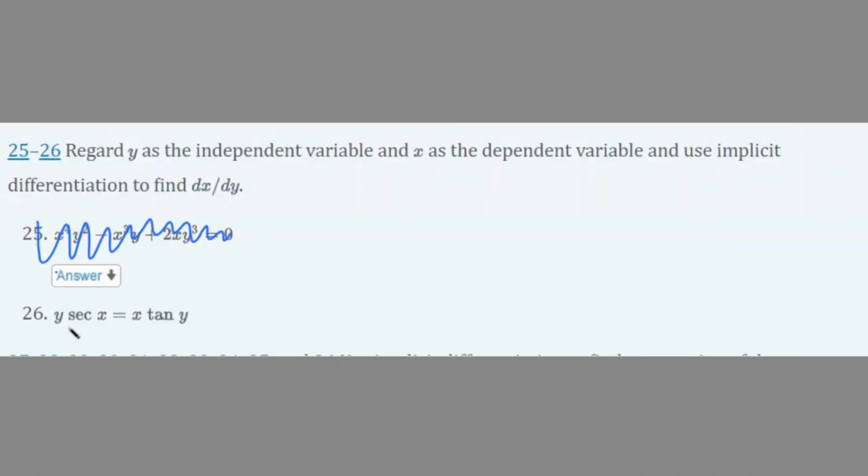Alright, so I want you guys to try number 26. For number 26, we're actually going to be finding the derivative in terms of y. So basically think of what you did earlier, except exactly the opposite. When you find the derivative of x, it would be dx/dy. So we're going to use dx/dy here. We're going to find out what that is equal to. You could pause the video and try that out.